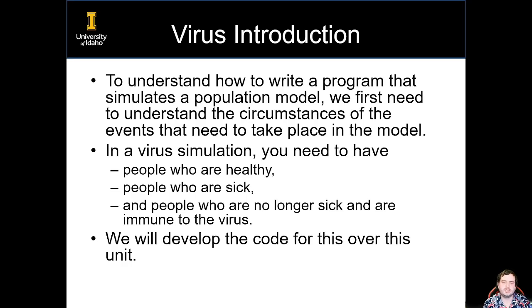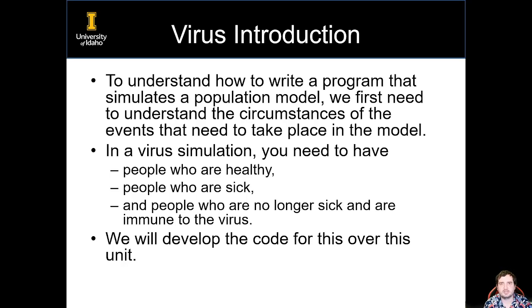In order to understand how to write this program, we're going to need to understand the circumstances of events that need to happen in order to get infected. In a basic virus simulation such as this, we're going to have three types of people. The first are people who are healthy. They're not sick, and they also are not immune to the disease. We're also going to have people who are sick. They are not immune to the disease, but they're also not healthy. And then we're going to have people who are no longer sick and have an immunity to the virus.